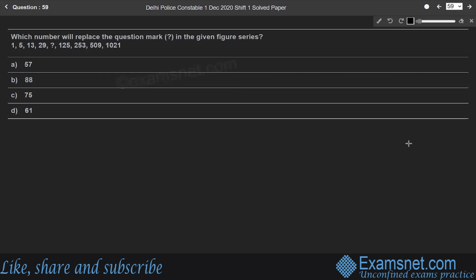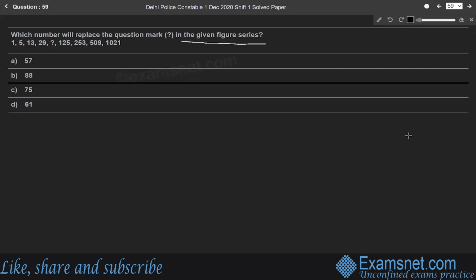Question 59. Which number will replace the question mark in the given figure series? So the series is 1, 5, 13, 29. So we have to find the next number. The options are 125, 253, 509 and 1021. In this, the first number is 1 and the second number is obtained by multiplying the first number by 2 plus 3. So 1 into 2 is 2, plus 3 is 5.